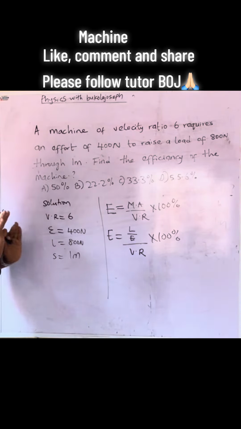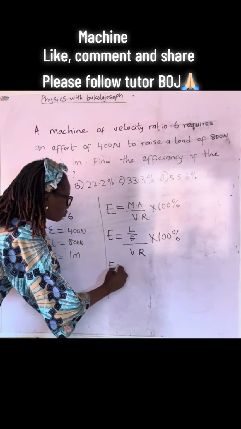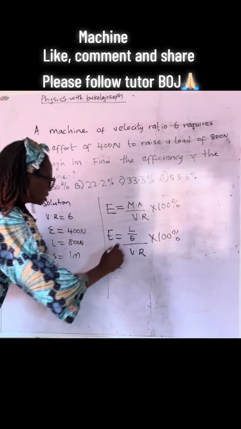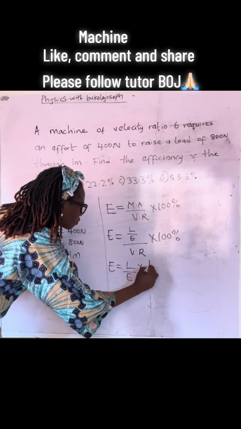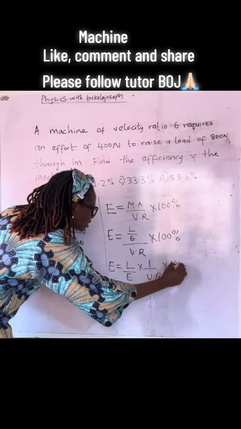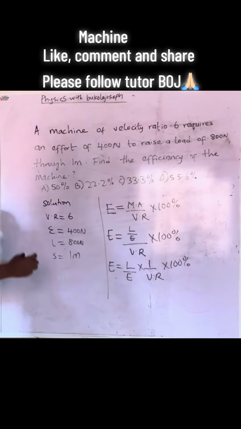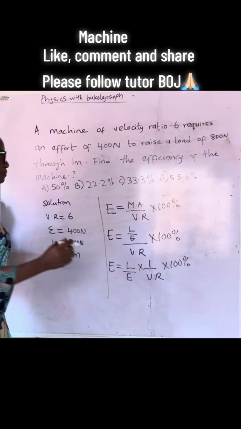So the next thing we do is to apply. Now we have this, we can further break it down to make the solving easier. This formula is the same thing as load all over effort times 1 all over velocity ratio times 100%. Look at it very well. I didn't do anything serious, but let me explain it.